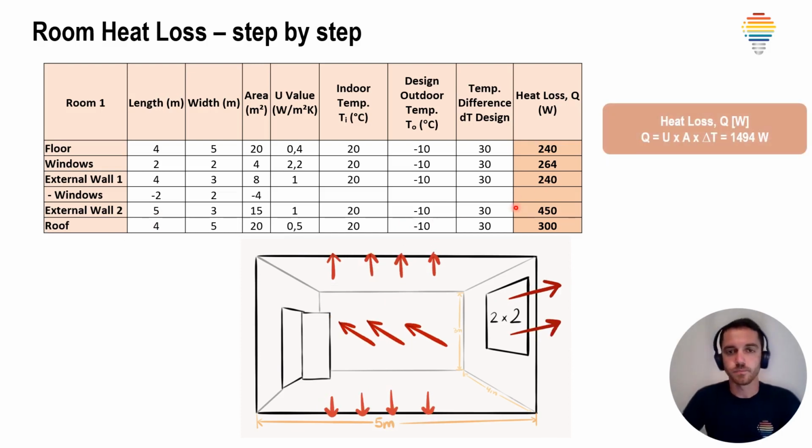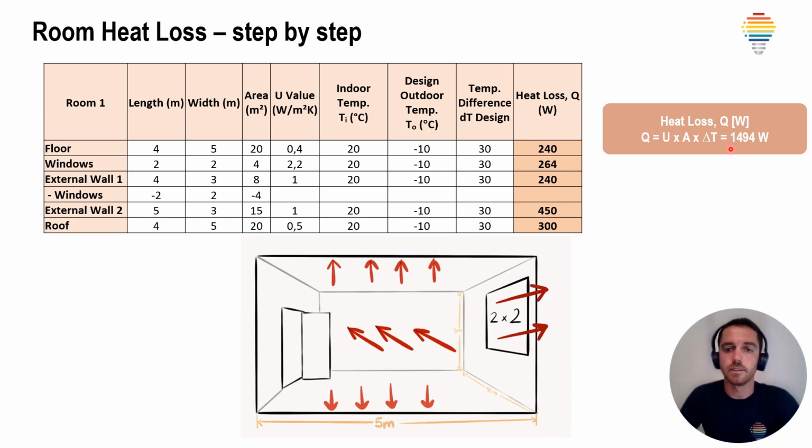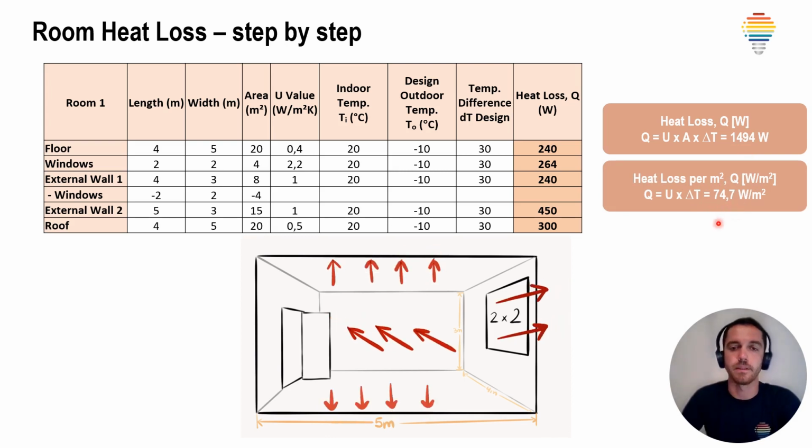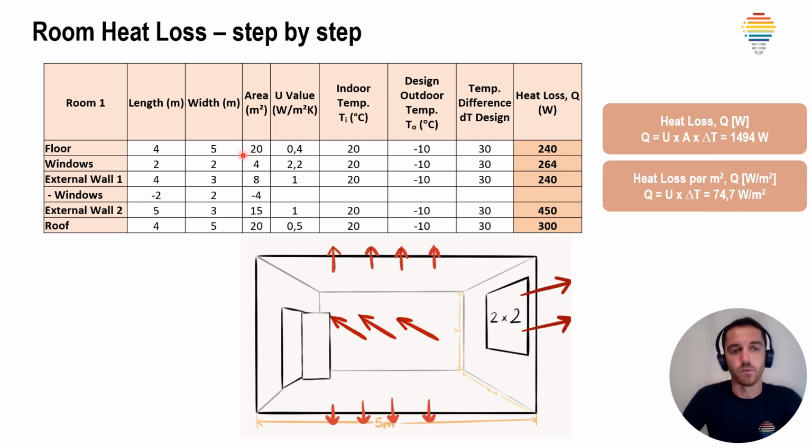In total, we have heat loss in this room of 1464 watts, or 74.7 watts per square meter, if we divide this by 20 square meters, which is the area of this room.